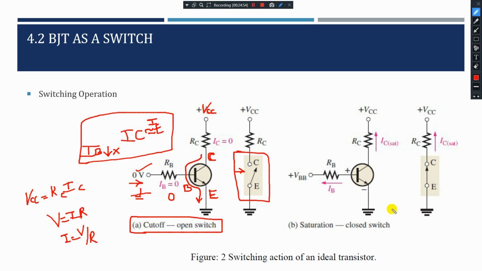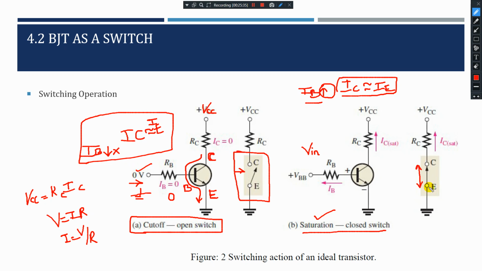Okay, next coming to how to switch on the switch, or we call it the saturation region. If you want to make it a saturation region, there should be an input voltage. That is, there should be a slight voltage, or we call it current, so that IC will be approximately equal to IE. A slight increase in current for the input, then your IC will be equal to IE. That is nothing but a short between your IC and IE.